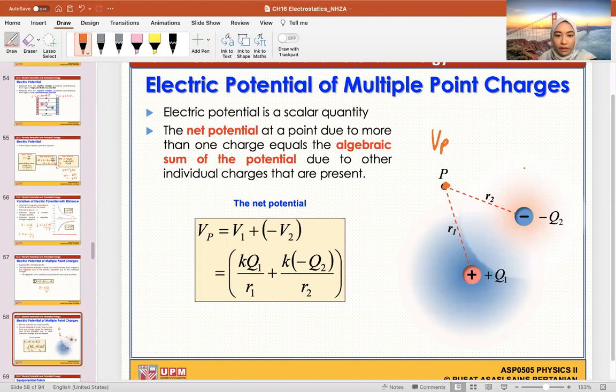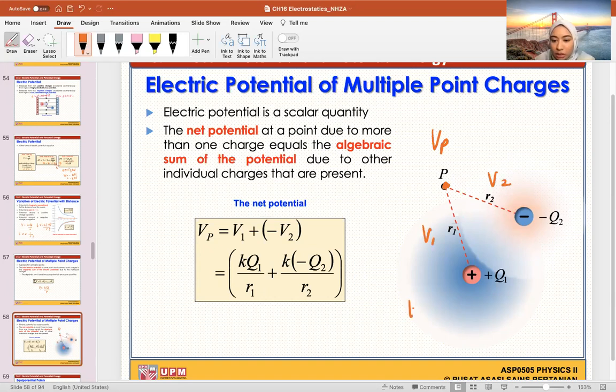Because obviously if I'm at a point and there are two charges that I can see, I will feel the effects of both charges, right? So I need to know, what is the effect of this guy on me? What is the effect of this guy on me? So VP will be equal to V1 and V2. What is V1 and what is V2?